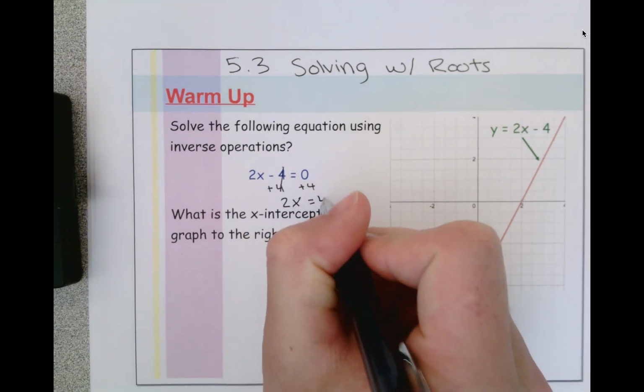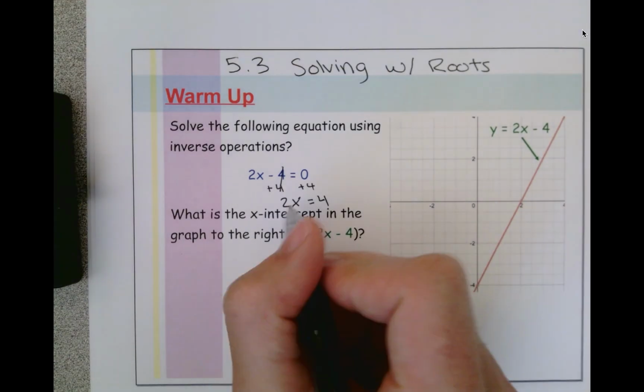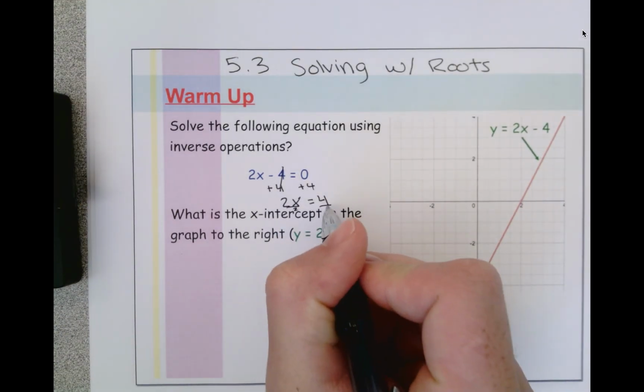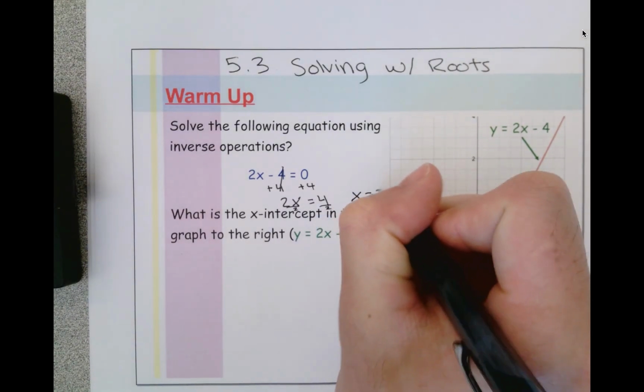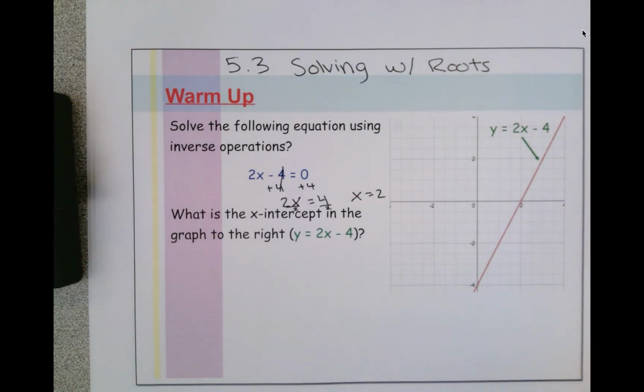I would have 2x equals 4, and then I would divide each side by 2. I have multiplication here. The inverse operation would be division. X would equal 2.